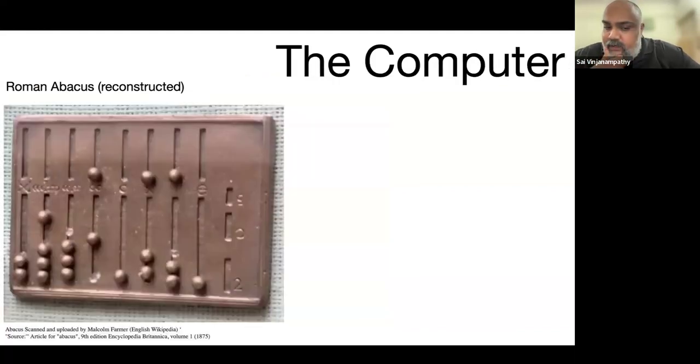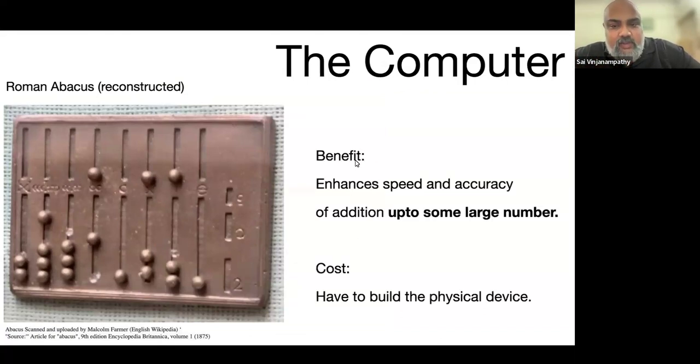Okay, and finally, I come to perhaps the kind of questions that you're here to, at least in part, listen to, which is the computer, right? So here is an example of a computer. Again, I'm not giving you the standard computer that all of us are on, but the abacus, which is a very old Sumerian technology. And here again, you can basically see that it allows you some sort of computation, and you can ask what's the benefit. The benefit is it enhances the speed and accuracy of addition. I've written something here which I'll come to in a second now. And the cost, of course, is you have to build the physical device, right?